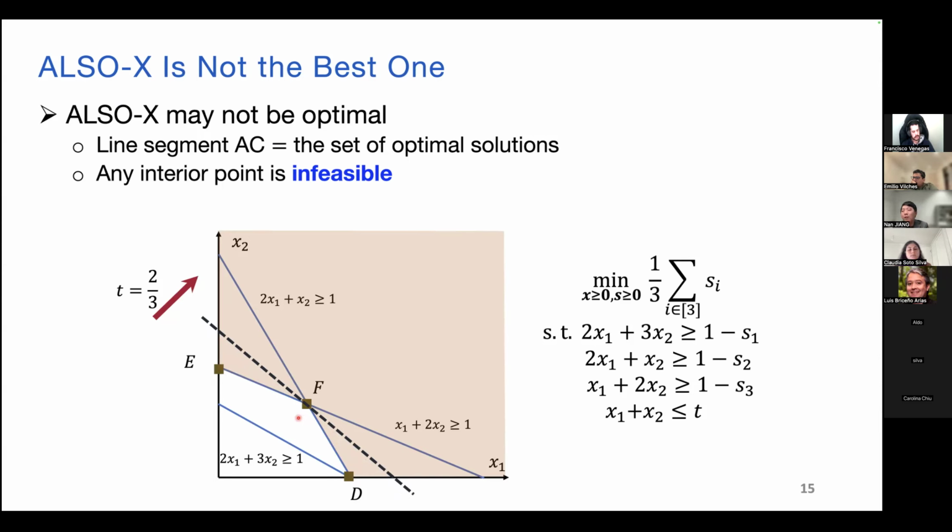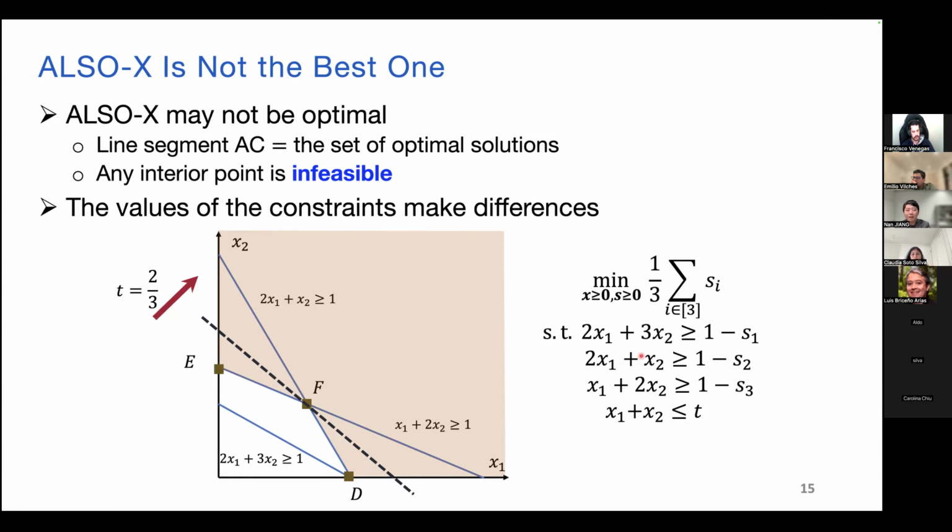But what we can observe right now is that CVaR and ALSO-X are not based on the original indicator function. They are based on the values. The value here actually matters. The constraint values actually make the difference. So hopefully I can convince you that, instead of considering the original indicator function, which is non-convex, these convex approximations all somehow use the values of the original constraint.